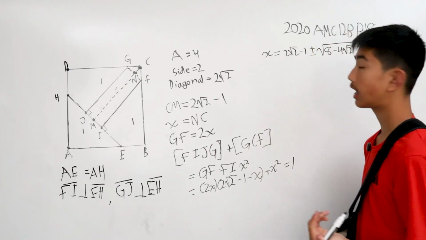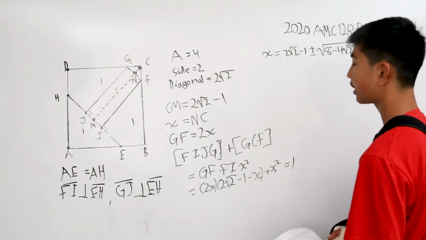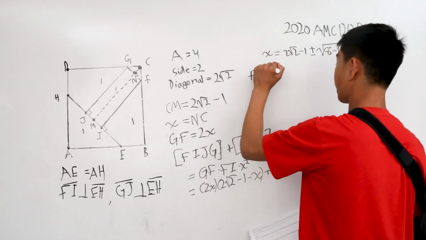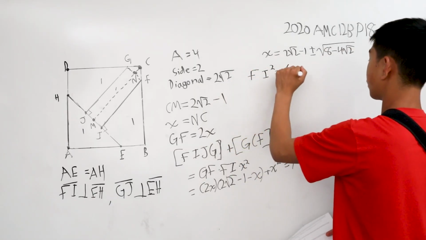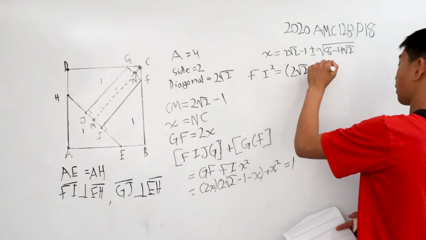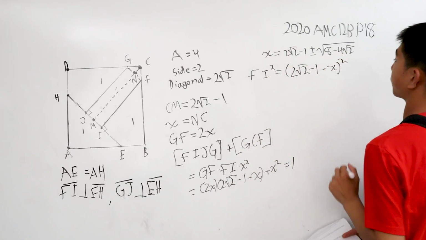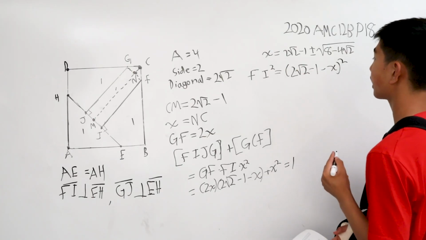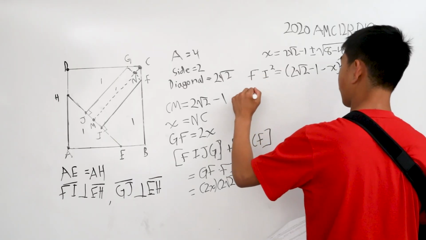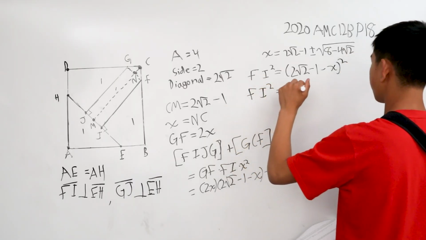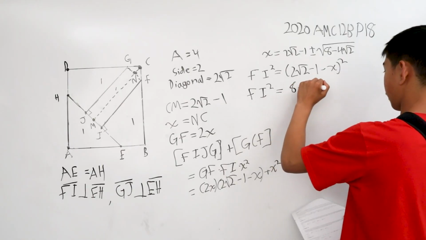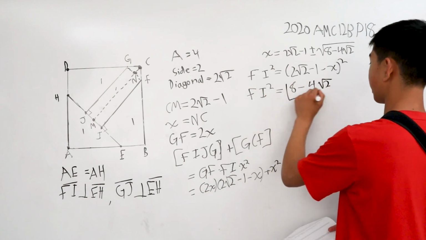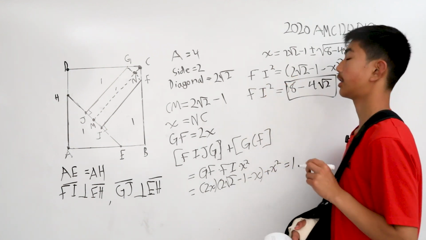So we have this value of x. And well, now we can find FI squared. FI squared is going to be equal to 2 root 2 minus 1 minus x, squared. So once we find this value by plugging in our value of x, we get that FI squared, all this simplified, is 8 minus 4 root 2. And checking on the answer choices, that is an answer choice, so therefore this is our answer.